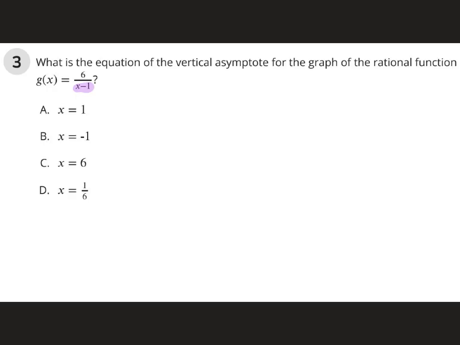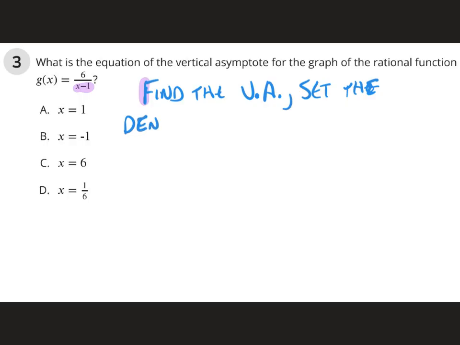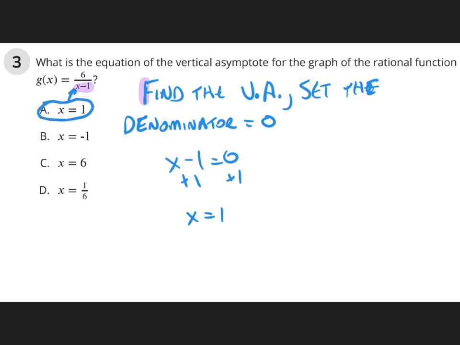So to find the VA, vertical asymptote, set the denominator, that's the bottom of a fraction, equal to 0. Okay, so now x minus 1 equals 0. Add 1 to both sides. x equals 1. If I stick 1 here, 1 minus 1 is 0. We cannot divide by 0, so the answer is A.